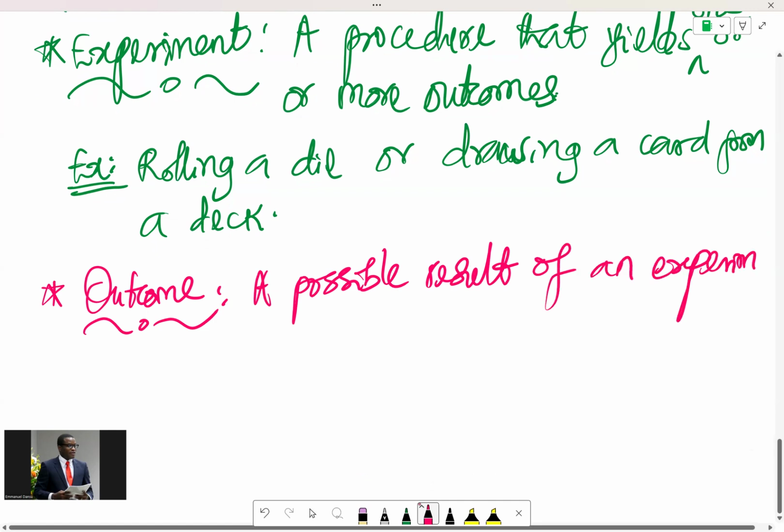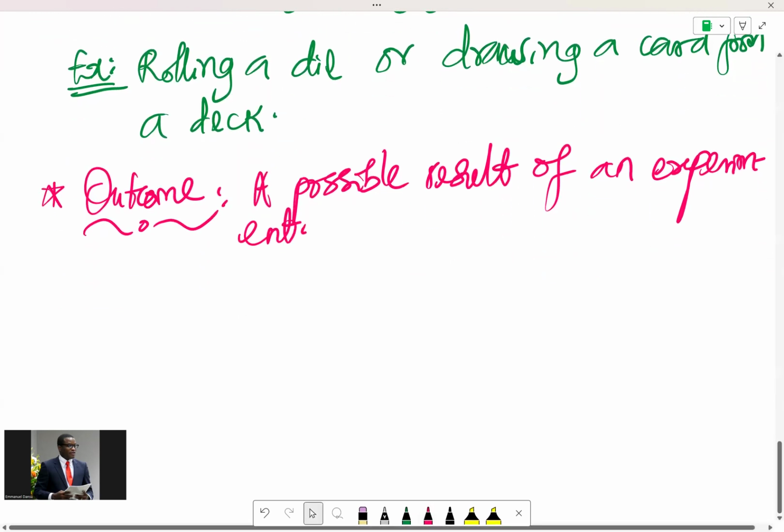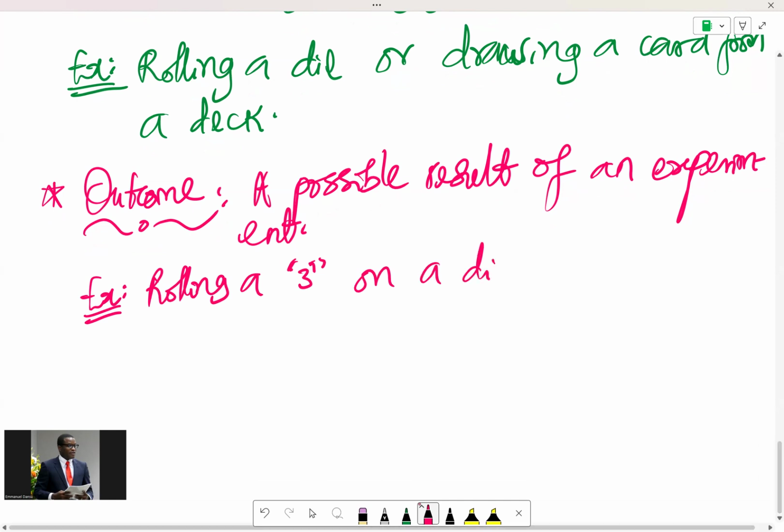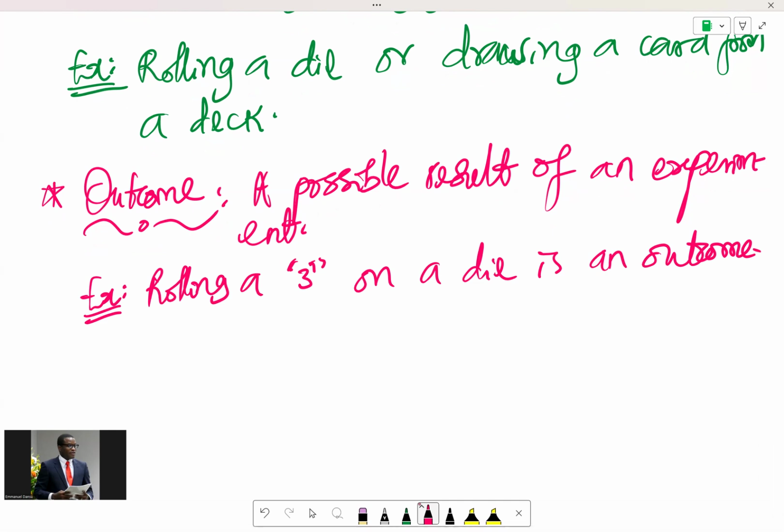So an outcome is a possible result of an experiment. Any result you can get from an experiment is an outcome. For instance, just like we talked about rolling a die, if you roll a die, one of the possibilities is getting a 3. So rolling a 3 on a die is an outcome. The experiment is rolling the die. The outcome is getting a 3, or any other possible thing you can get, like a 1, 2, 3, 4, 5, or 6. So that is what an outcome is.